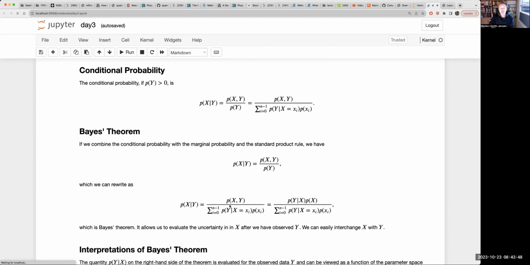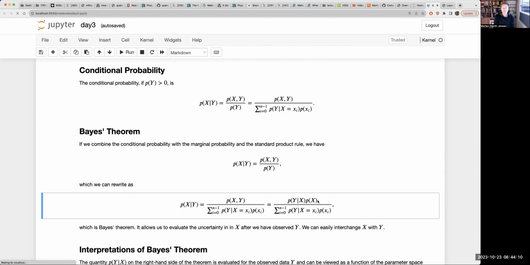So this quantity which you see here is the posterior probability. This quantity which you see here is called the likelihood, and this P of X is called the prior. Both of these quantities depend on a specific assumption we make about the data.